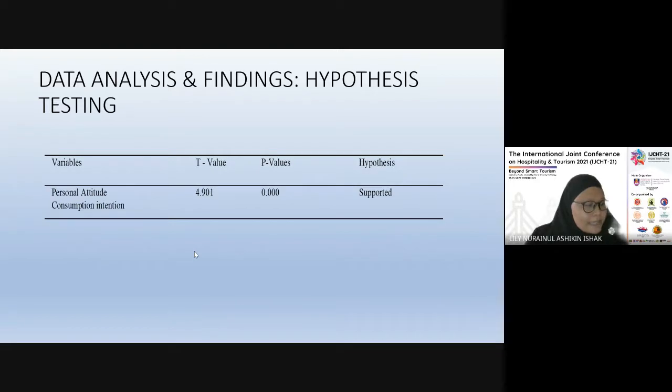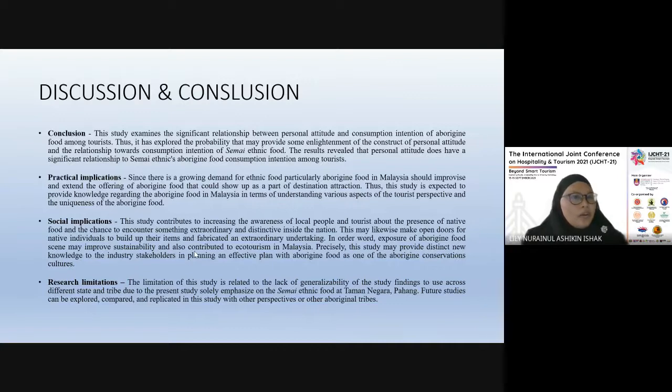For hypothesis testing, it is said that the relationship between personal attitude and consumption intention is significant, with t value 4.9 and p value 0.0, and the hypothesis is actually supported. As for discussion and conclusion, the study examined the significant relationship between personal attitude and consumption intention of Aborigine food among tourists. Thus, the result revealed that personal attitude does have a significant relationship to the semi-ethnic Aborigine food consumption intention among tourists.